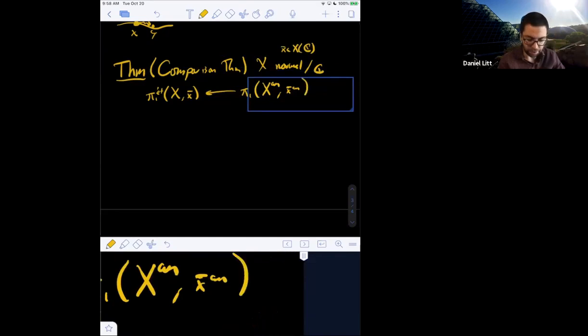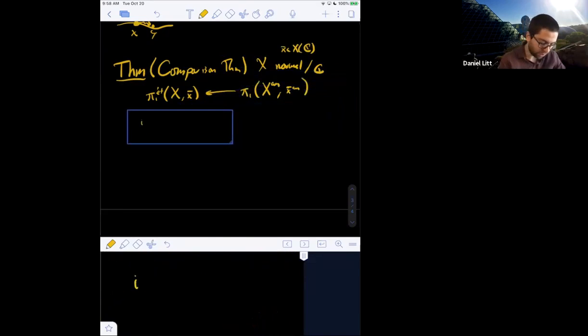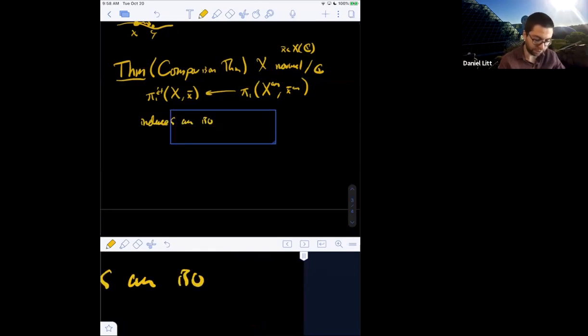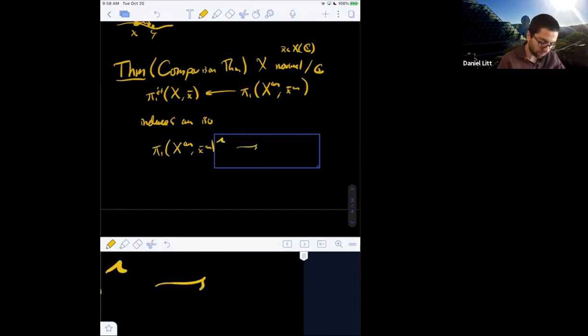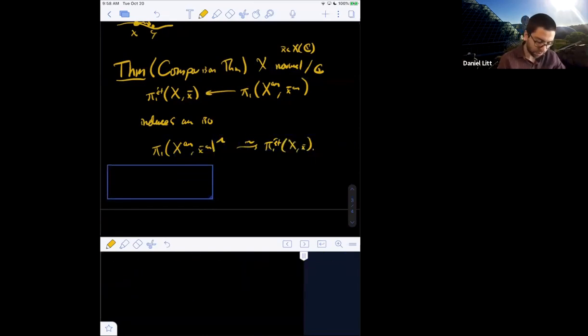So there's a map like this, which induces an isomorphism after profinite completion. So it induces an isomorphism from the profinite completion to pi1 étale X bar. All right. So can anyone tell me where this map comes from?